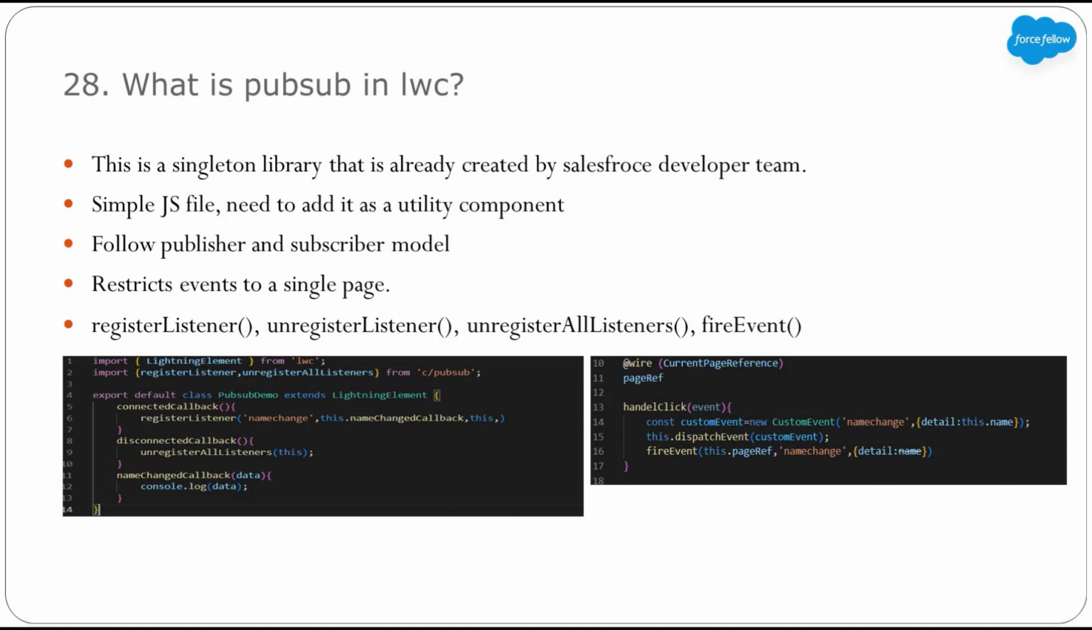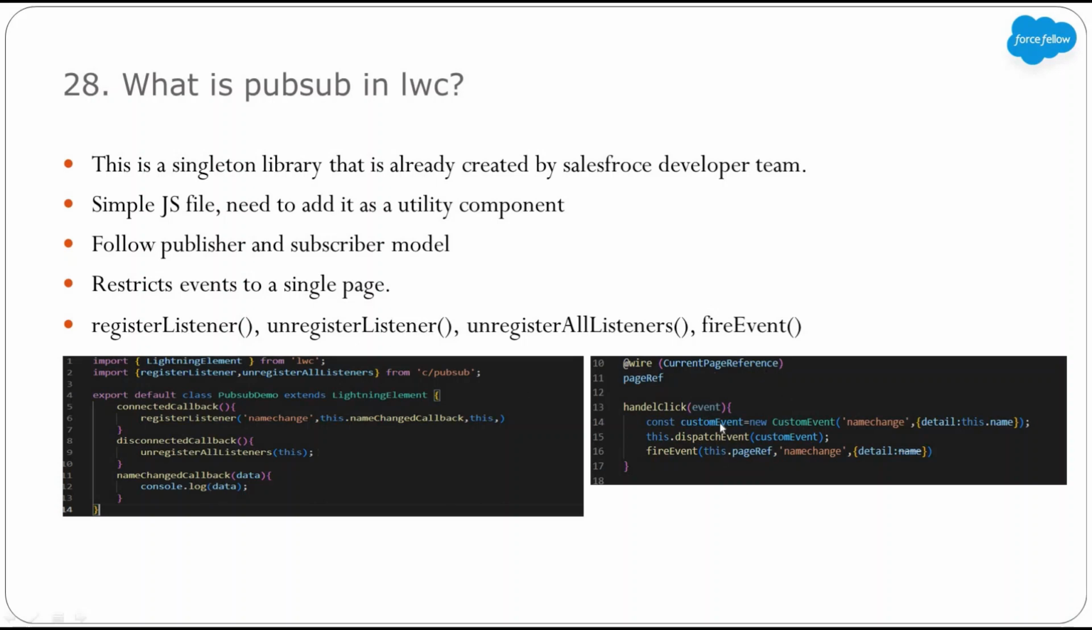The first thing is we need to create a utility component, and then wherever we want to use this Pubsub library, we need to import that utility component. If you can see on line number 2 in this image, we have imported the Pubsub component, and here we have imported register listener and unregister all listeners. In connected callback, we have registered an event named name change, and we have provided our change handler method. This is how we can subscribe to an event, and whenever this event is fired from any other component, this handler method will be called directly.